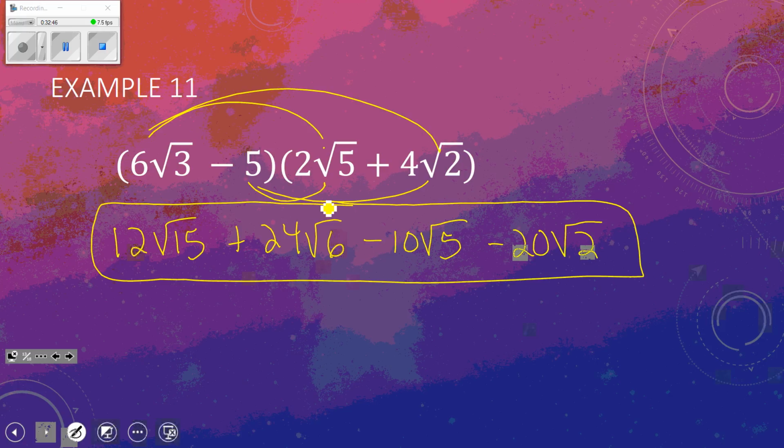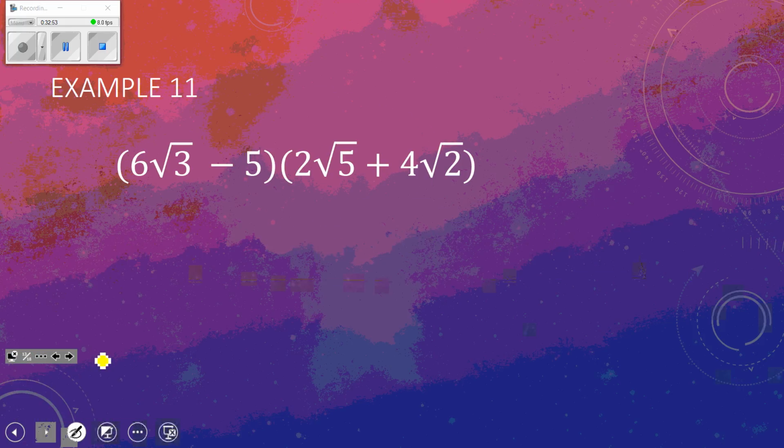Okay. Really quickly before we move on to our last example, just want to give you a heads up for your homework. We have discussed this before, what if I had 6 times the square root of 3 minus 5 squared? Would you know what to do with that? Does that mean the 2 goes to this and the 2 goes to that? No. If you square something, you multiply it by itself.